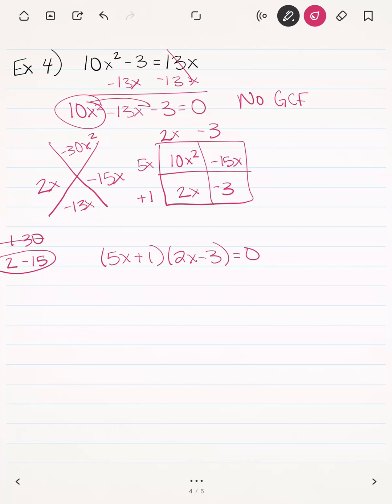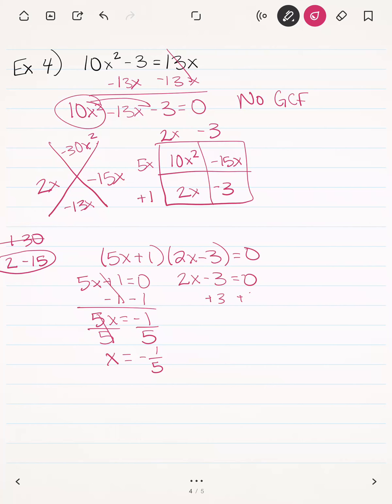I set it equal to 0. So 5x plus 1 equals 0. 2x minus 3 equals 0. I need to solve for x, so first I have to subtract 1 from both sides. This is a two-step equation. So I get 5x equals negative 1. Then I need to divide by 5. 5x divided by 5 is a 1x. Okay, so I get x equals a negative 1/5. Leave it as a fraction. Okay, and then I do add 3 to both sides.